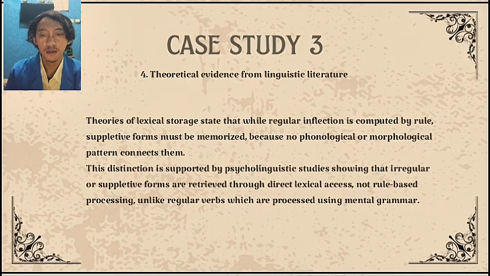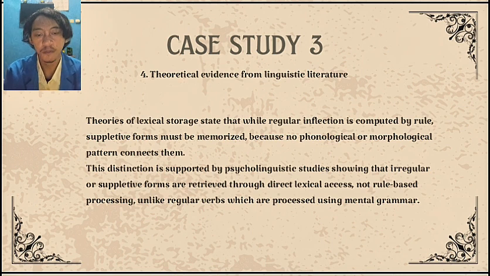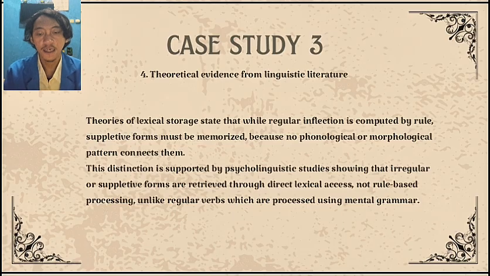The third, theoretical evidence from linguistic literature. Theories of lexical storage say that while regular inflection is computed by rule, suppletive forms must be memorized because no phonological or morphological pattern connects them. This distinction is supported by psycholinguistic studies showing that irregular or suppletive forms are retrieved through direct lexical access, not rule-based processing, unlike regular verbs which are processed using mental grammar.